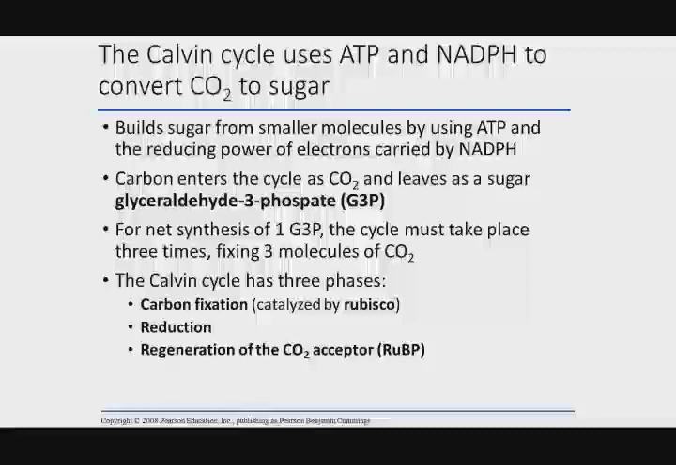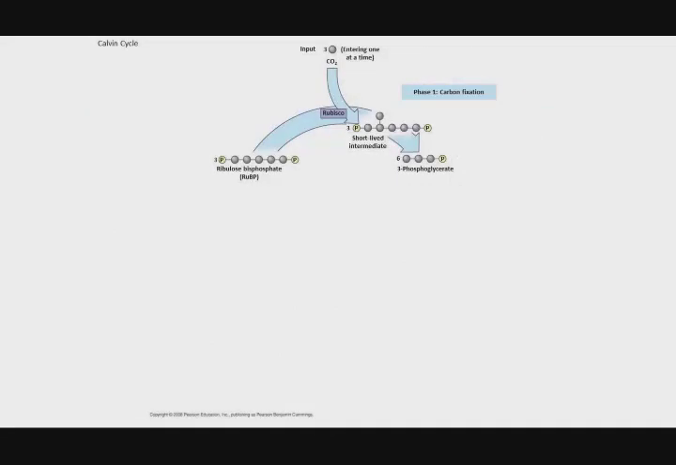So it has 3 phases: carbon fixation, which is going to involve the most abundant protein on the planet called rubisco. We'll talk about that. Then you have a reduction phase, and then you have to regenerate the CO2 acceptor, which is ribulose bisphosphate. So when we look at this, what we're going to see is 3 carbons, and we're going to see a 3 in front of everything, that prefix. But we're going to look at 1 carbon at a time, basically.